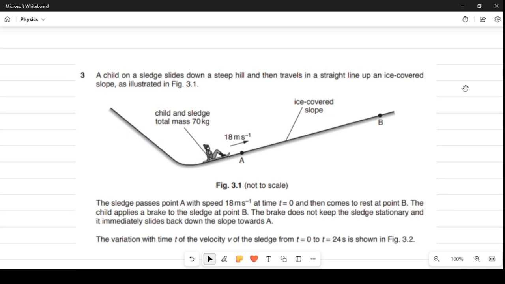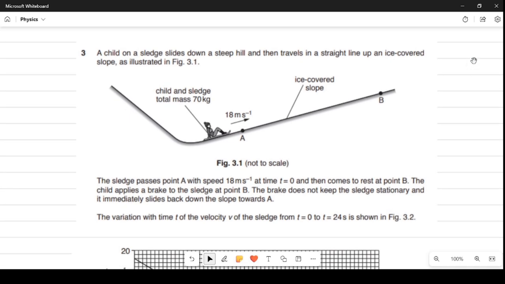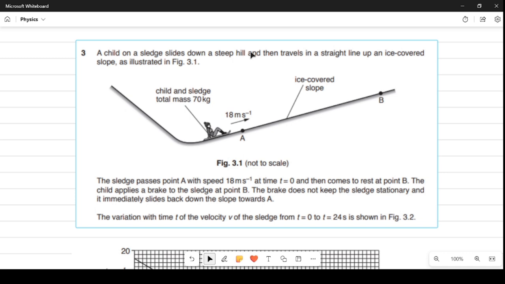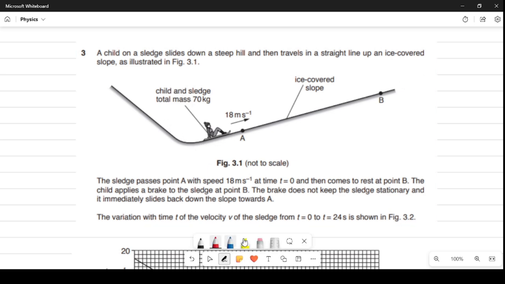It's okay. Okay, so question number 3 tells you a child on a sledge slides down a steep hill and then travels in a straight line up an ice-covered slope. So the child came like this and now he's traveling up the slope. Remember, the child and sledge have a total mass of 70 kg. So this entire thing with the child and the sledge will have a mass is equals to 7. Right.